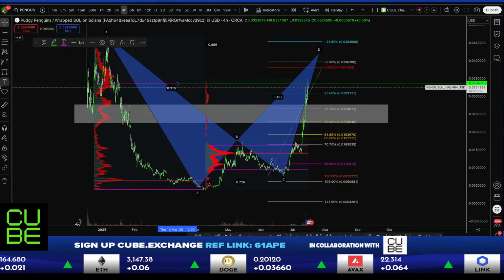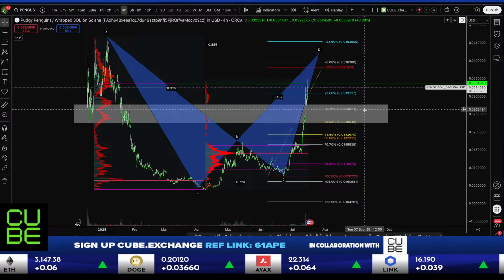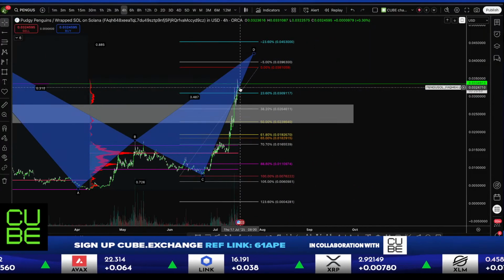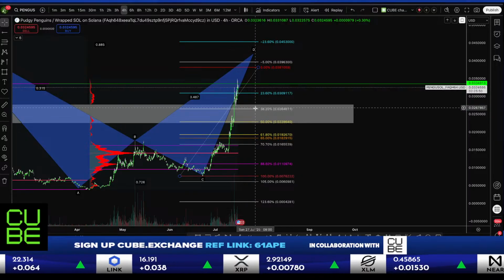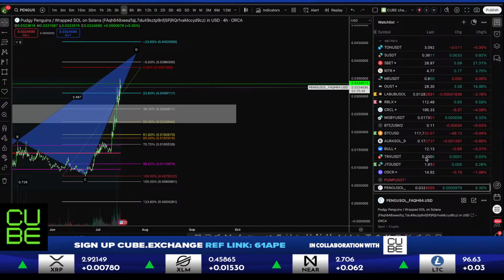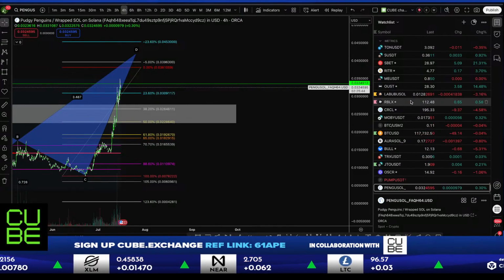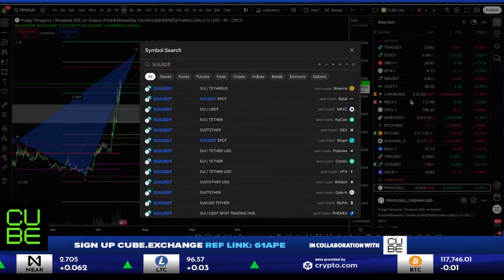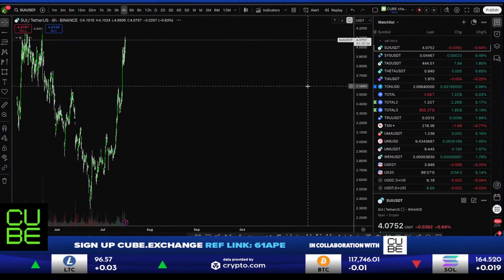Impulse to the downside. Okay, enough for Pengu. I think you're getting close to a potential area for a pullback, and I'd be looking at this area. All right, and then I leave the stream up so you guys can go back and look if you want. I'm going to go to Sui because I think Sui is another one that's an easy trade.